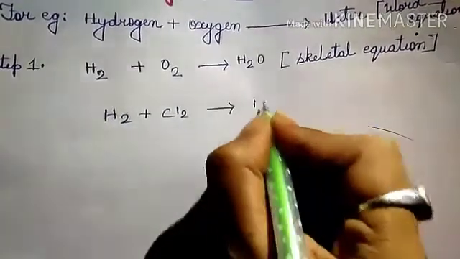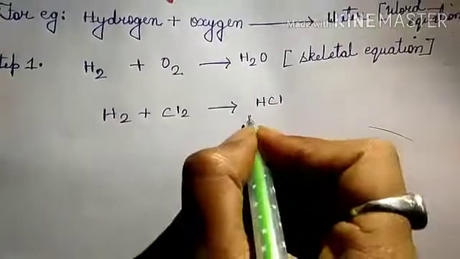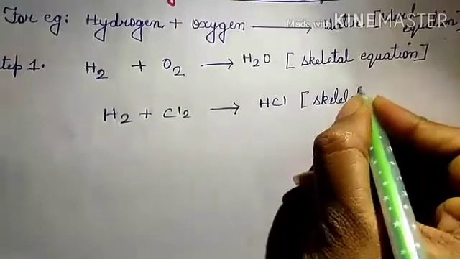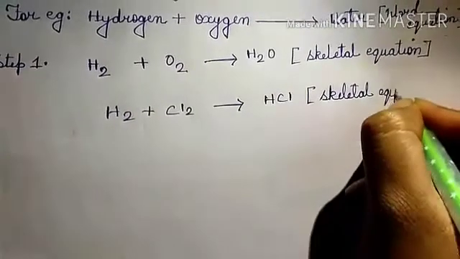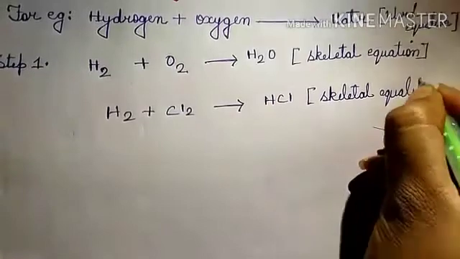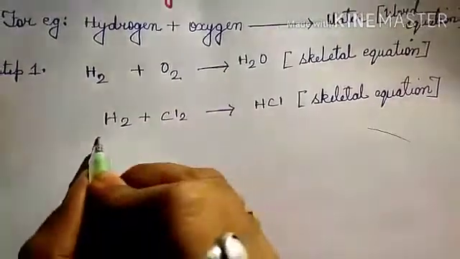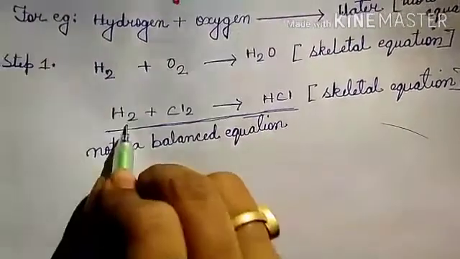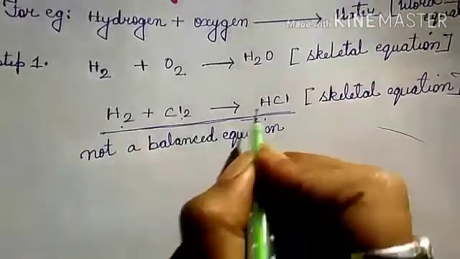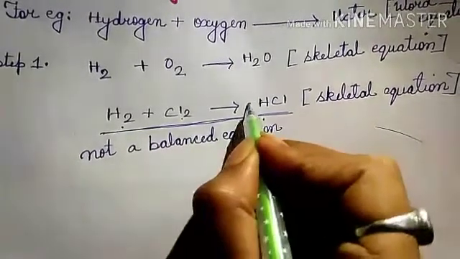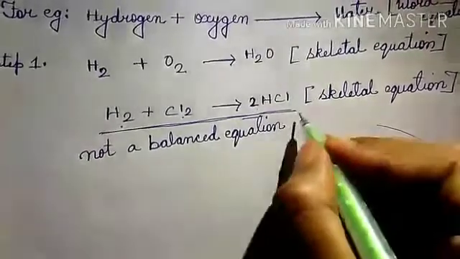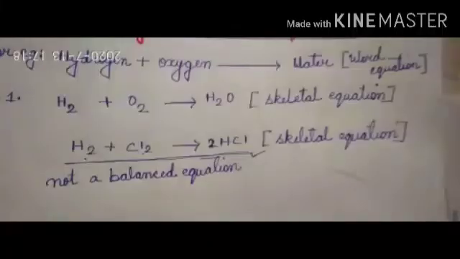Reaction between hydrogen and chlorine to form hydrogen chloride. In this example, again on the reactant side there are 2 hydrogen and 2 chlorine, but on the product side there is 1 hydrogen and 1 chlorine. So such a type of equation is an unbalanced equation and it is also known as a skeletal equation. This type of equation is not a balanced equation. To make it balanced, we will add 2. Now it becomes a balanced equation.